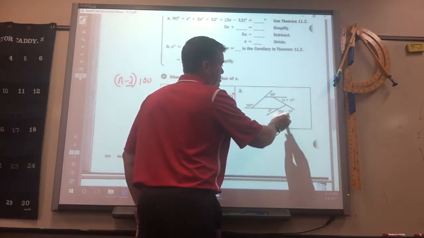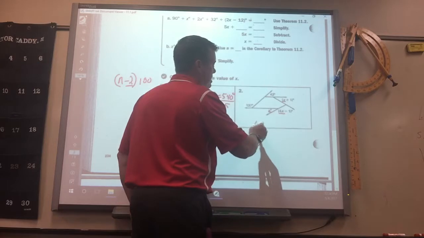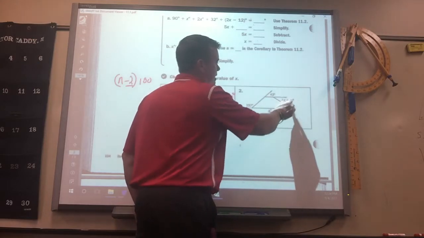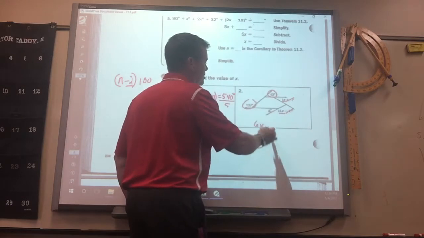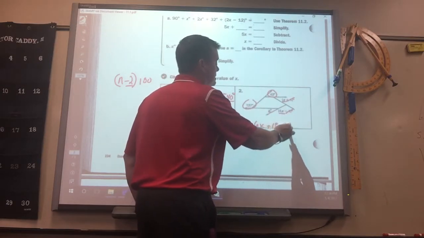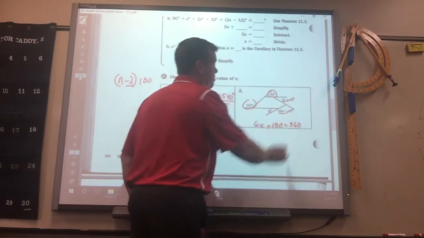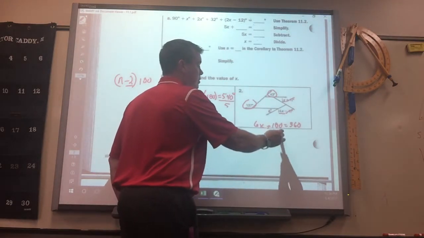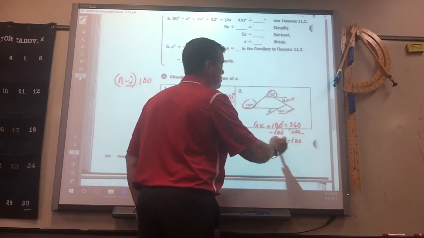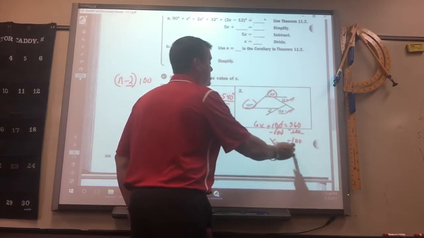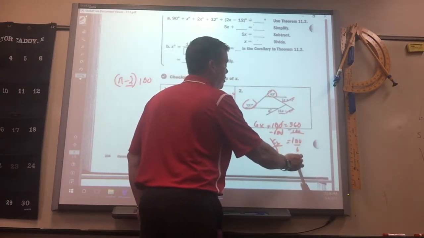The exterior angles always add up to 360. It doesn't change like the interior. So combine the x's. 4, 1, and 1 makes 6x. Negative 1 and positive 1 cancel. 43 and 137 is 180. That has to add up to make 360. So subtract 180, divide by 6, and you get 30.